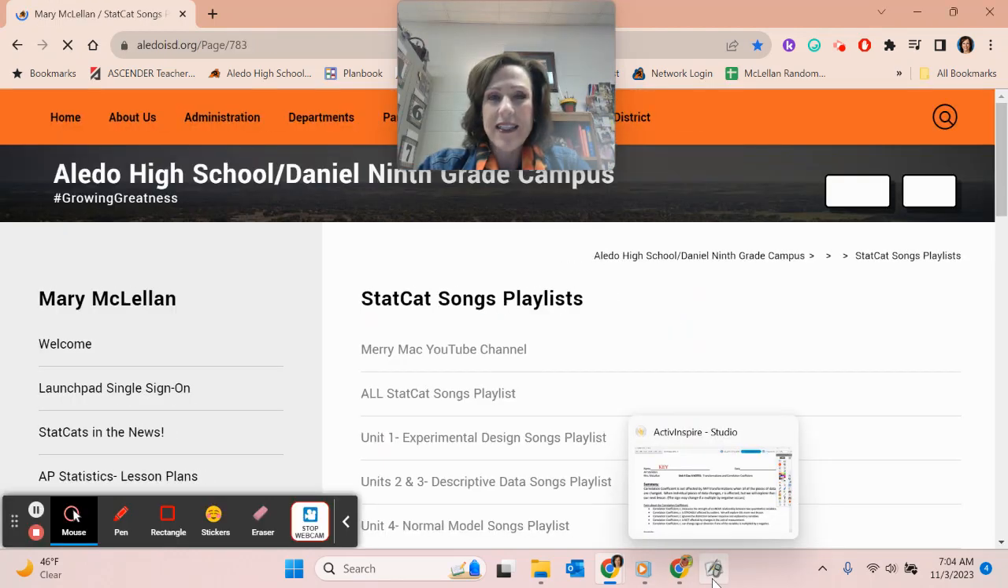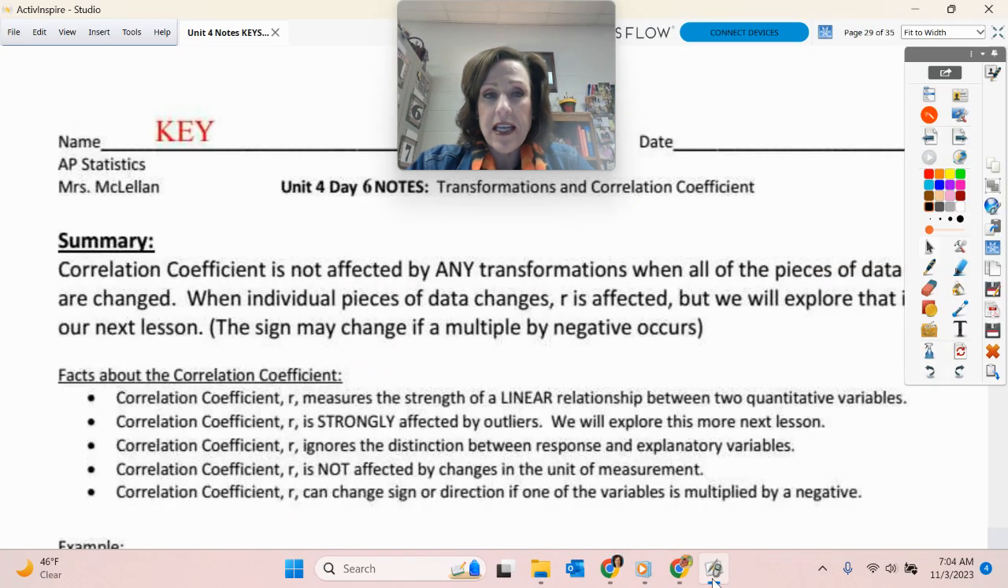All right, we're going to go ahead and start lesson 6 in unit 4. We finished last week on the slope, y-intercept, and correlation coefficient, what those definitions are and how to interpret them. But now we're going to talk about things that can or cannot impact those values. How do they change? What affects them? That's the next series of lessons.